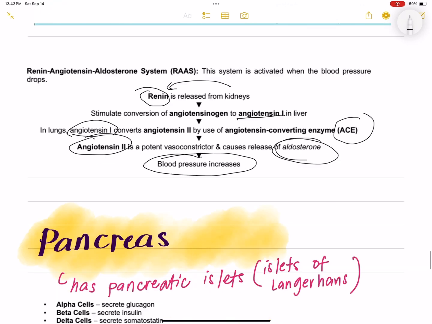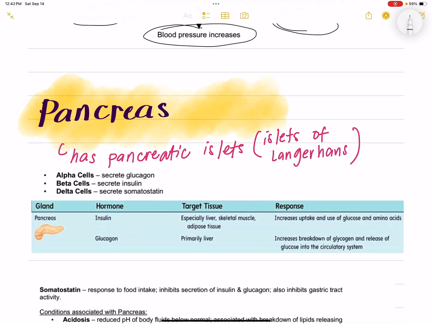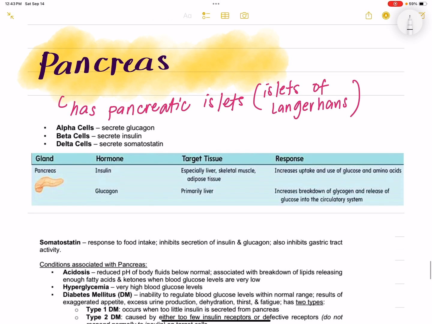Okay? Next is the pancreas. Pancreas so has pancreatic islets or ang ginatawag nga islets of Langerhans. So may ara na sila sang ang pancreas naton may ara three cell types that are vital in regulation of blood levels of glucose. So, ang ginatawag ta sina nga alpha cells, beta cells, and delta cells.